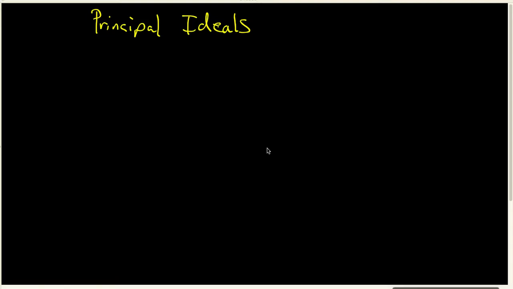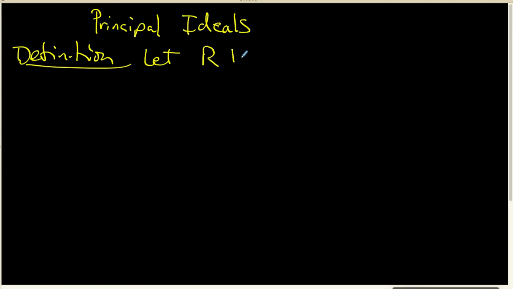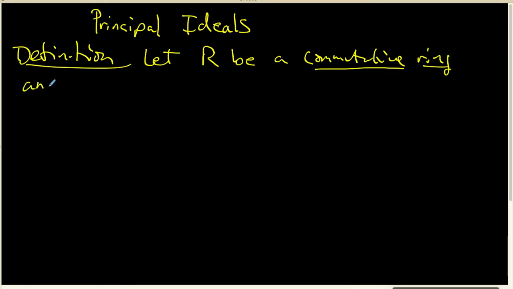In this video, we're going to be looking at something called principal ideals. I want to start with a basic definition, and the definition is going to look like this. We're going to let R be a commutative ring. And commutative here is an important part of the definition. And we're going to let A be any element of that ring R.